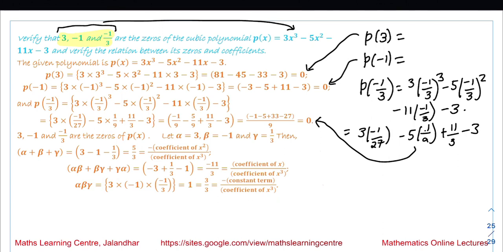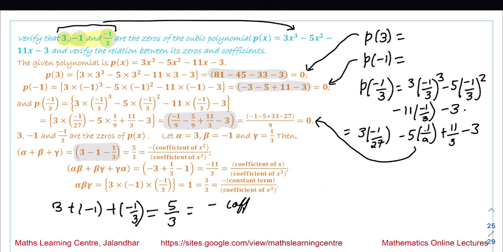These calculations are shown over here. And you will get that the final answer in all these three cases is 0. So what we get is that 3, minus 1, and minus 1 by 3 are the zeros of this polynomial. So if we calculate the sum of the zeros, it is 3 plus minus 1 plus minus 1 by 3. The answer we will get is 5 by 3, that is equal to minus coefficient of x square over coefficient of x cube.